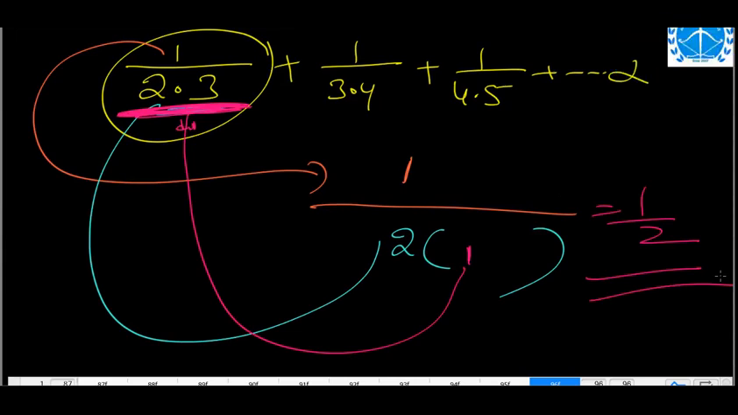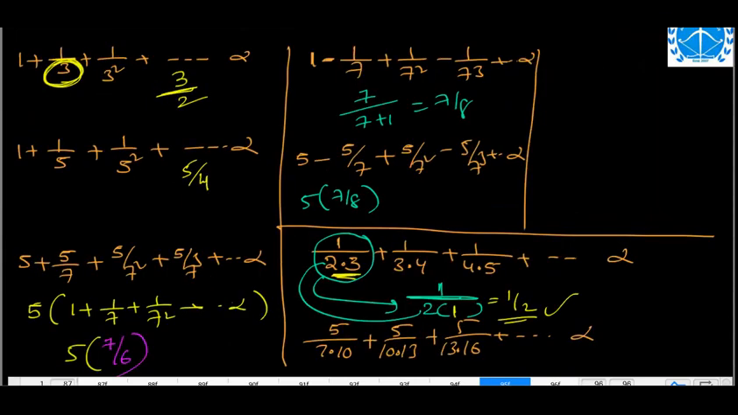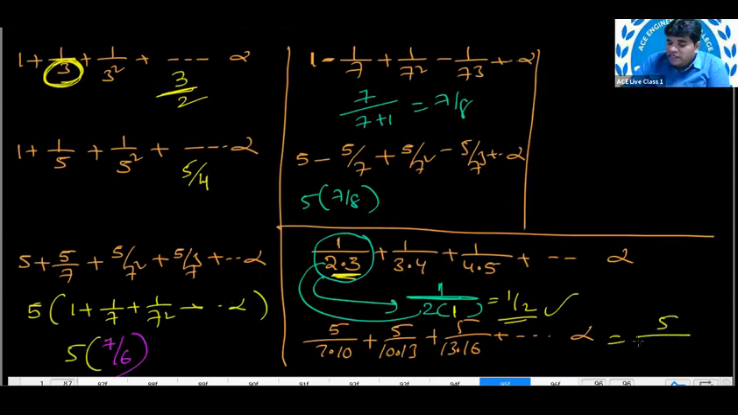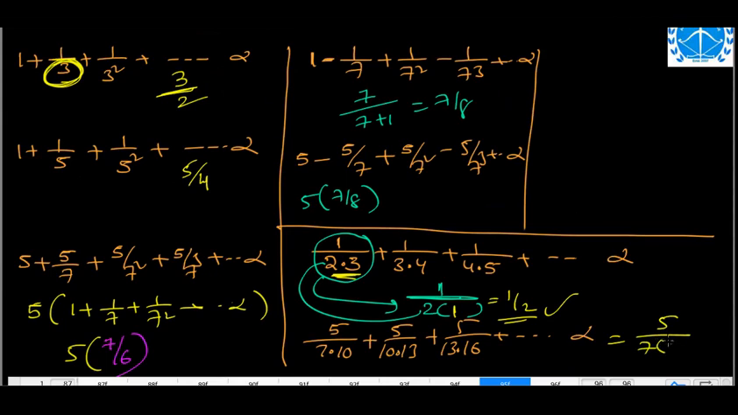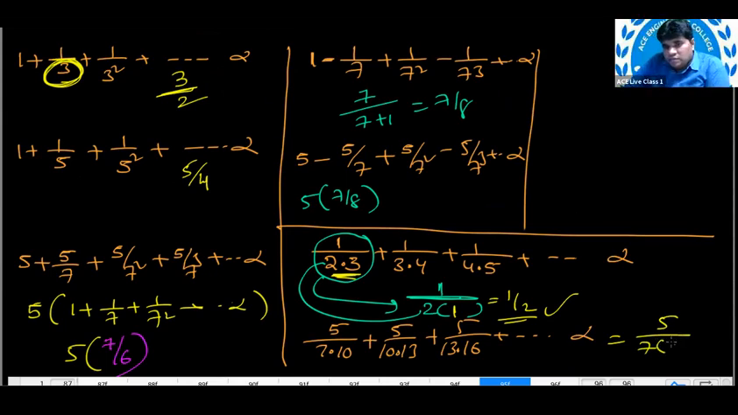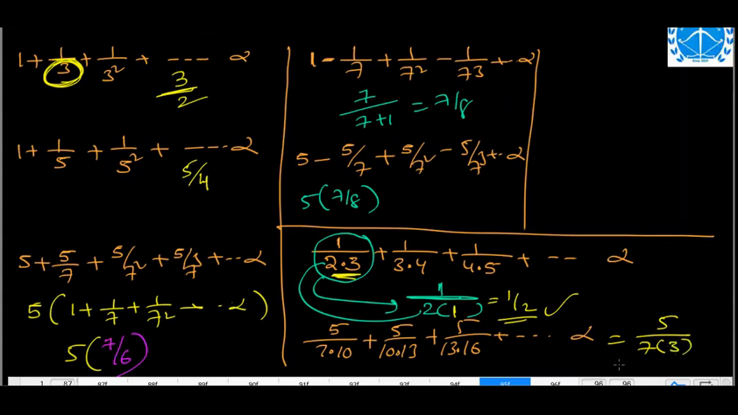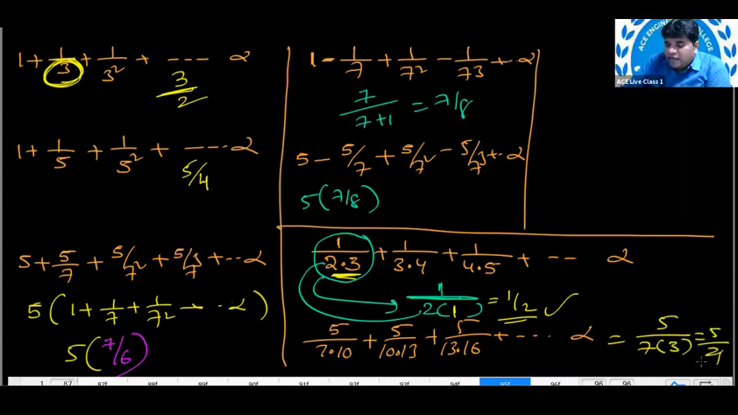Okay, sir. Now tell me the second question's shortcut. 5, 7, 5 common, next 5, 7, 3. So the answer is 5 by 21. You take the first term 5, 5, 7, and the difference from 7 to 10 is 3. So 5 by 7 into 3, the answer is 5 by 21.